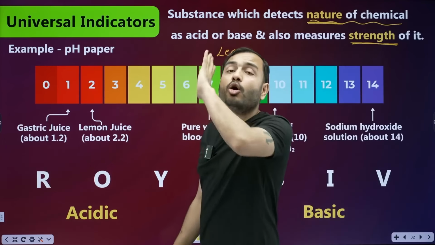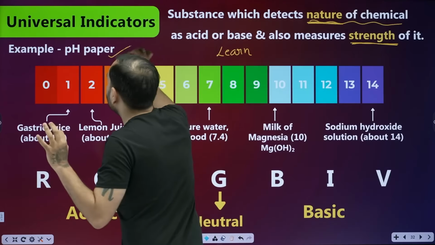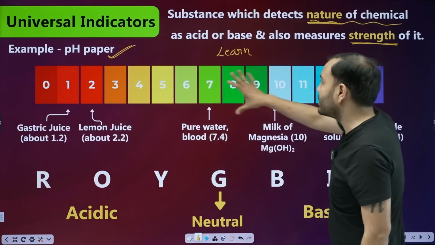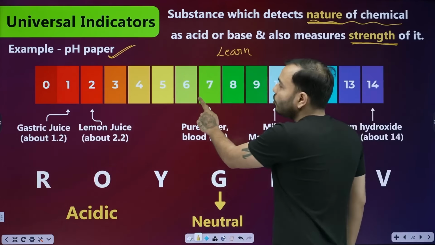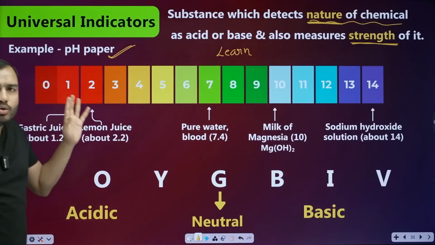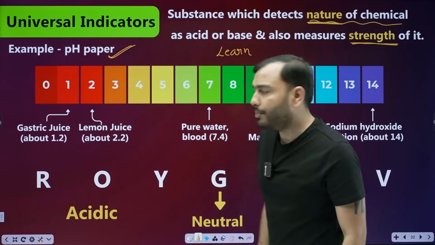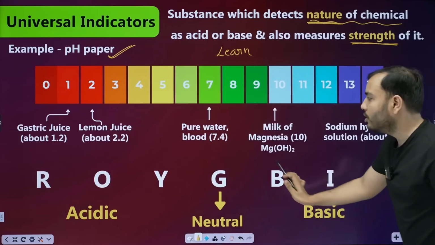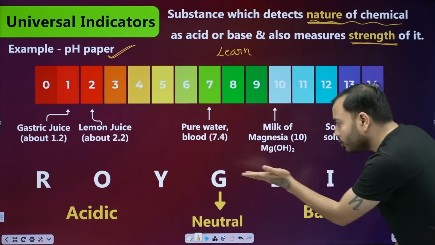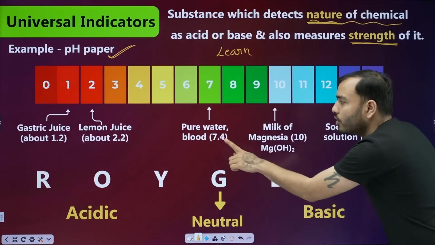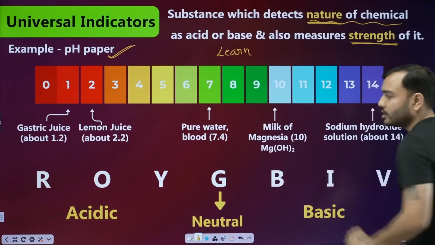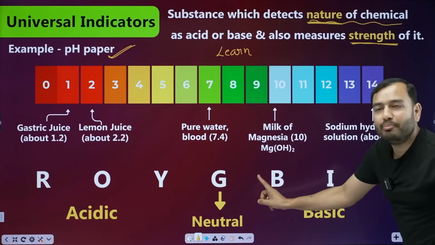There are a lot of types of universal indicator. We have to study only one example, that is pH paper. It looks like this. Here go violet, indigo, blue, green, yellow, orange and red. If you notice, the colors of light are in VIBGYOR: violet, indigo, blue, green, yellow, orange, red. If I notice it carefully, I will realize which is the middle letter in this.